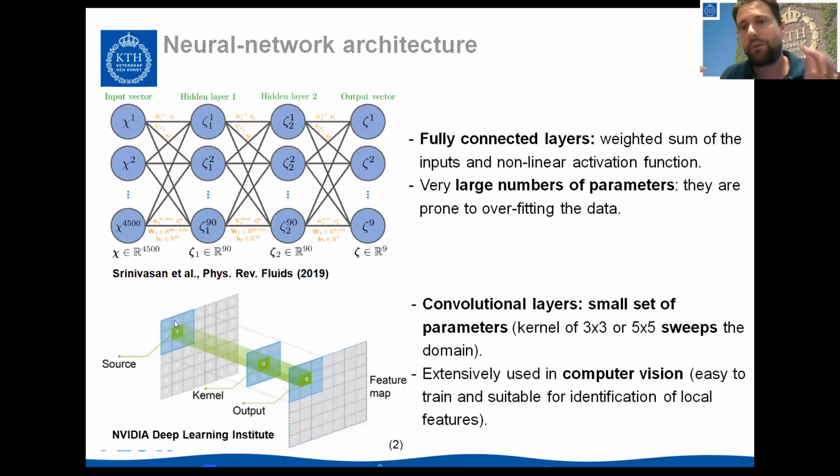Okay, so I will talk a bit more about this, but the idea is that I have a small kernel that is sweeping all the input image, and therefore the number of parameters that we have is much lower than in fully connected networks.